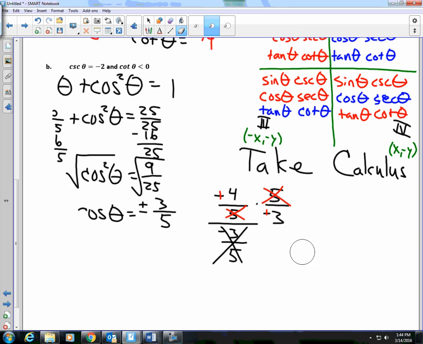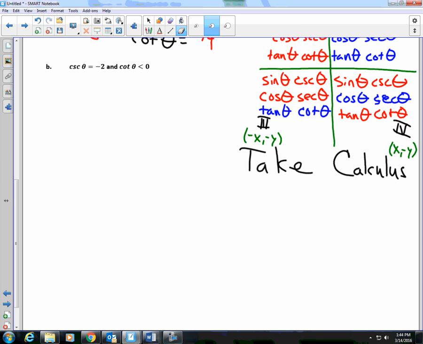And then we'll have you try one on your own, and we'll come back tomorrow and revisit it, okay? Cosecant is -2. Find all 6, and write down all 6.